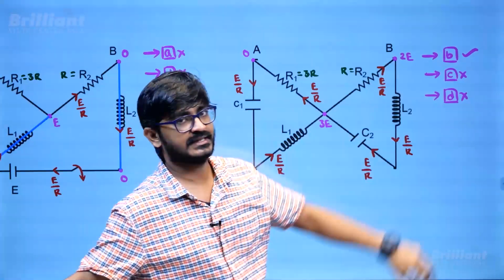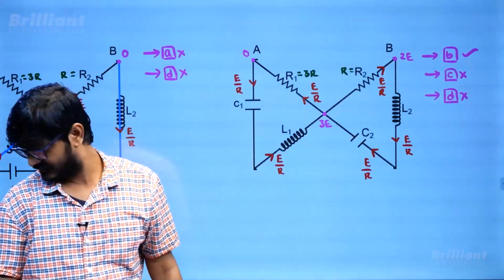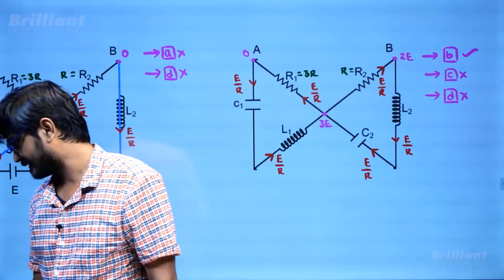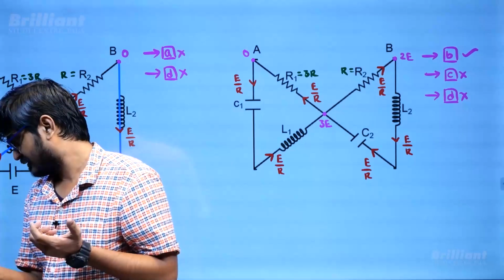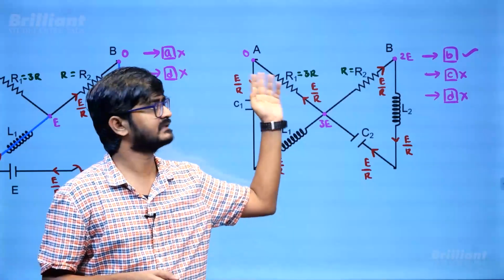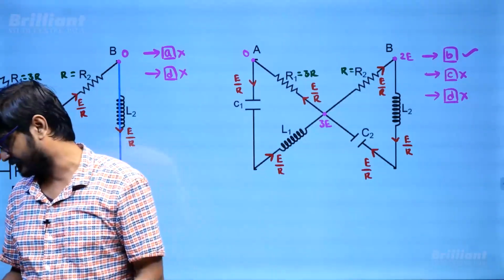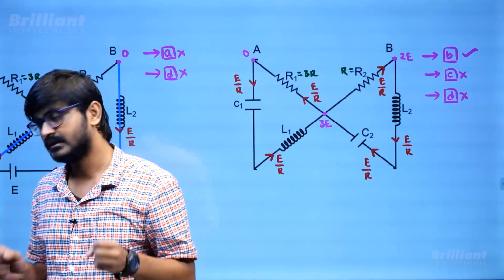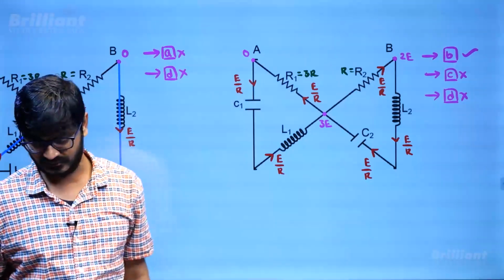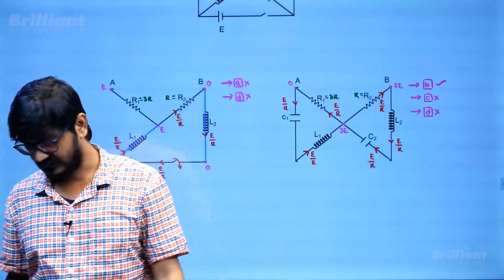So option B is correct, option A is wrong. Now option C and D. What does option C say? Option C says long after opening. After a long time what will happen? No current will be flowing, right? Entire energy will be dissipated as heat. So the potential difference is going to be 0. So option C is wrong. Is it 0 at any moment? No, it's 0 only finally. So at any moment you can see it is not 0. So from there you can get the answer, right?